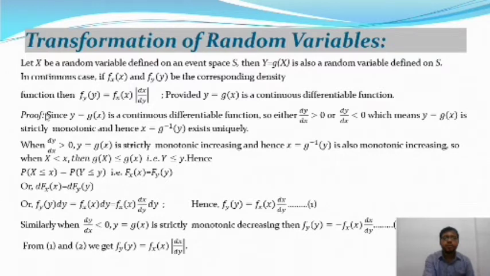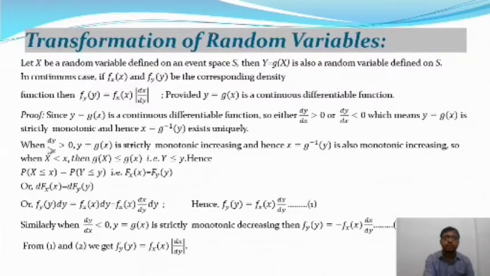So here is the proof of this theorem. Since y is equal to g of x is a continuous differentiable function, either dy/dx is greater than 0 or dy/dx is less than 0, which means y is equal to g of x is either a strictly monotonic increasing function or a monotonic decreasing function. So in the case where y is equal to g of x is strictly monotonic, from this we get the value of x, x is equal to g inverse of y, which exists uniquely. So this inverse function also exists.